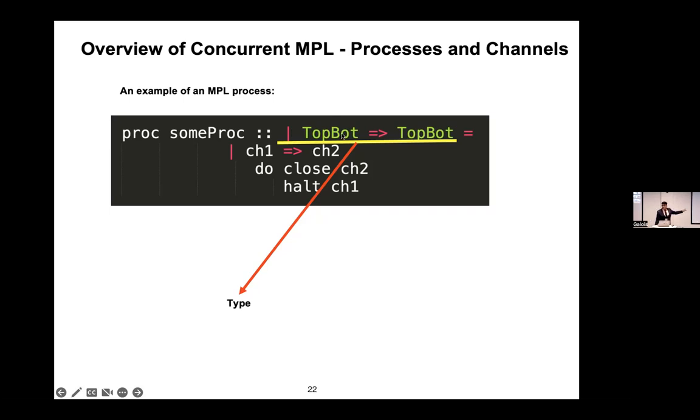Now, once you have specified the types, all you can do in this process is simply close the two channels. If you said get something on CH2 and get something on CH1, you will get a type error saying that for your process, you have defined the type to be topbot, whereas the inferred type is something else.